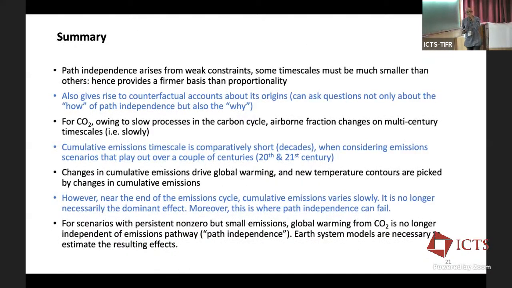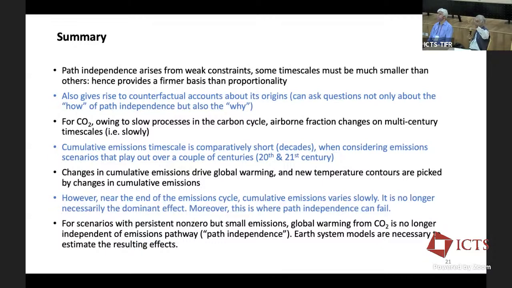Yes. I can just ask you, I thought I was following till the last few points. I was thinking like this, but please correct me. If the airborne fraction stays around for a very long time, then it's hanging around while the cumulative emissions are changing on a much shorter time scale.